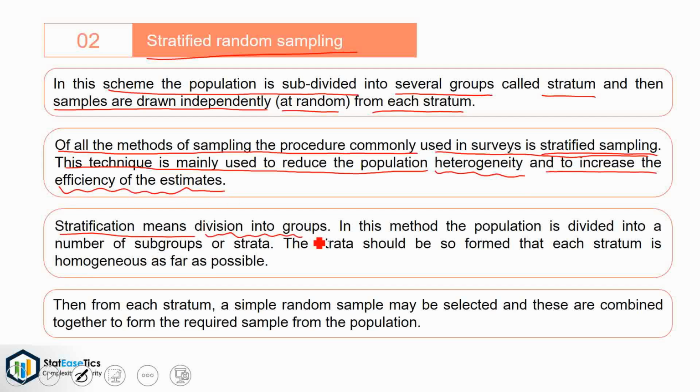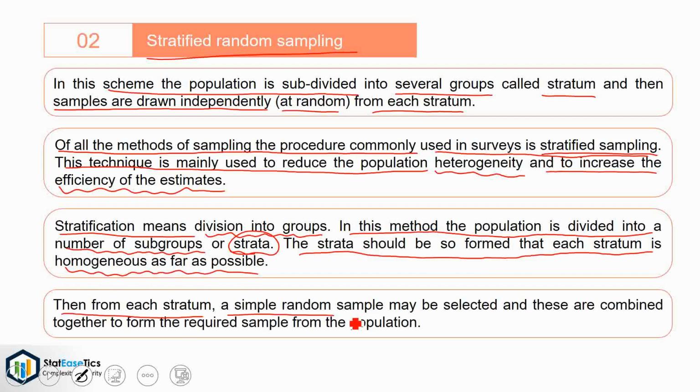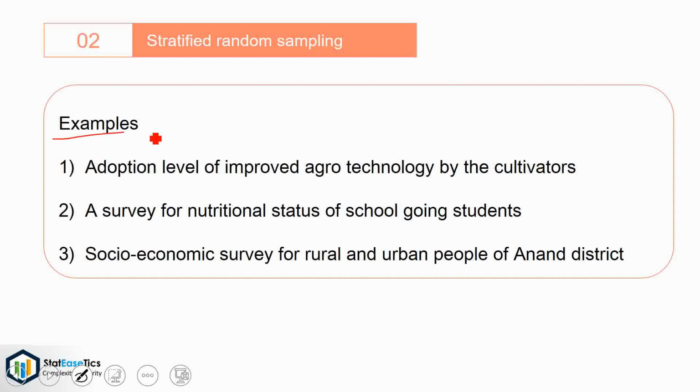Stratification means division into groups. In this method, the population is divided into a number of subgroups or strata. The strata should be so formed that each stratum is homogeneous as far as possible. Then from each stratum, a simple random sample may be selected and these are combined together to form the required sample from the population. Examples of stratified random sampling are the adoption level of improved agrotechnology by the cultivators, a survey for nutritional status of school-going students, or a socio-economic survey for rural and urban people of Anand district.